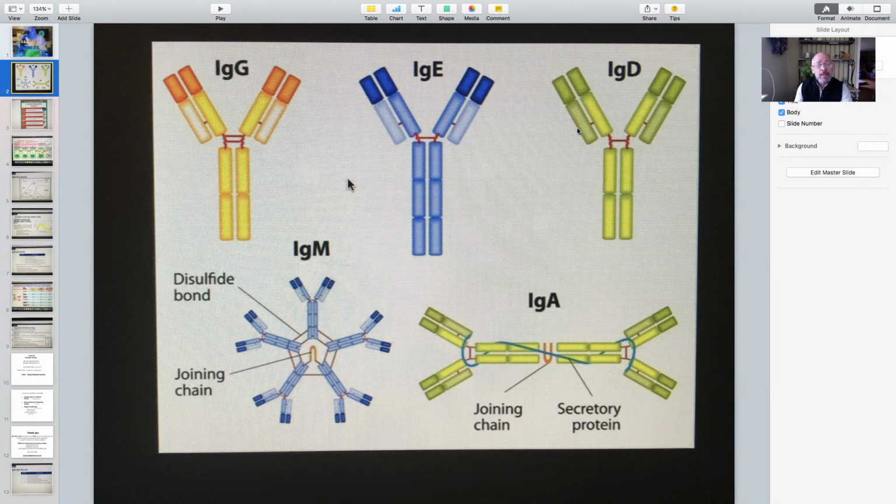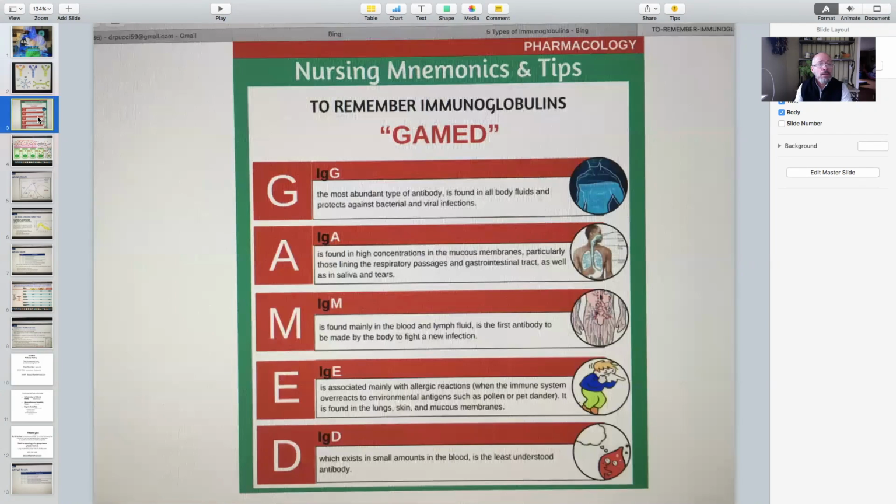They do different things, and they respond at different times during the immune system response. So this is your mnemonic, all right? GAMED, gained. So let's just run through it. Your IgG, immunoglobulin G, is the most abundant type of antibody found in all the body fluids and protects against bacterial and viral infections. Your IgA is found in high concentrations in the mucosal membranes, particularly those lining the respiratory passages and the gastrointestinal tract, as well as in saliva and tears. So your IgA is what's found in that mucosal layer.